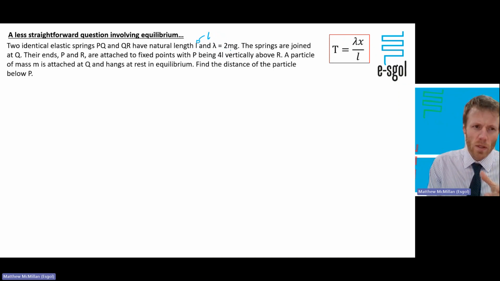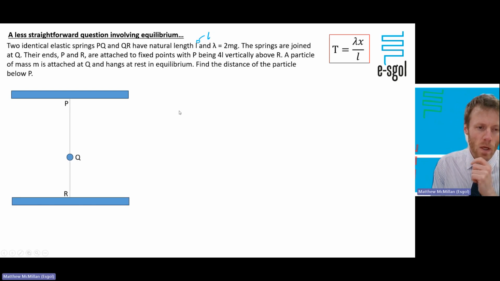The springs are joined at point Q, and the ends P and R are attached to fixed points. Let's just draw that into a sketch. There we go. So we've got P to Q and Q to R. P and R are attached, if you like, one at the ceiling and one at the floor. The total length is 4L, so the distance between P and R is 4L. The natural length of each of these is L. Well, 4L is 4 times bigger than the natural length, so they must be being stretched a decent amount, I would imagine.